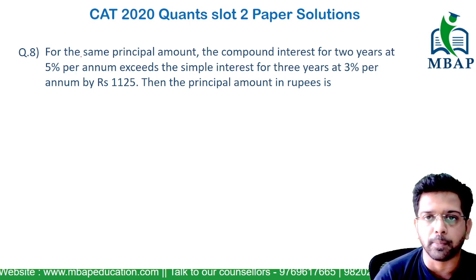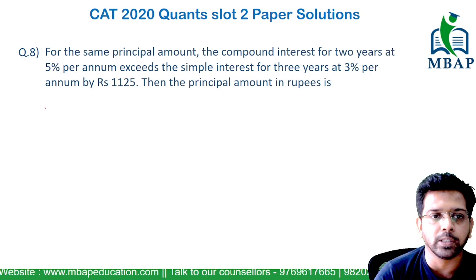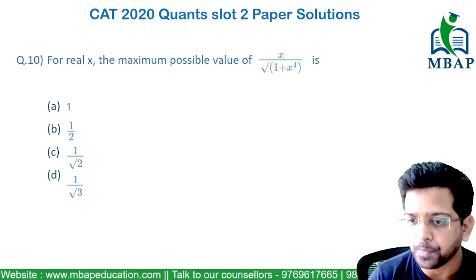For the same principal amount, the compound interest for 2 years at 5% per annum. Okay. So on one side, I have got a compound interest of 5% for 2 years, which will become 1.05.